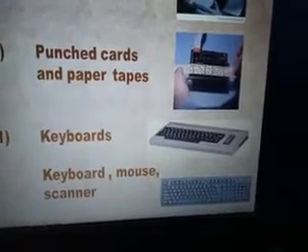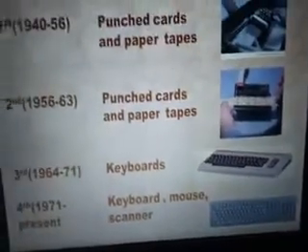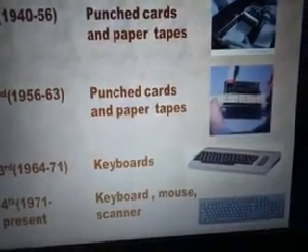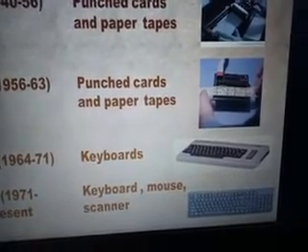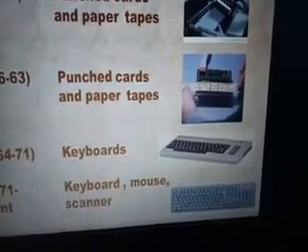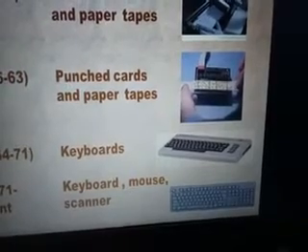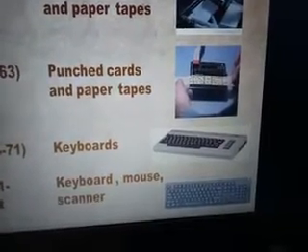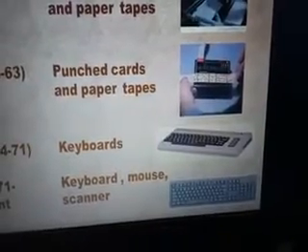And here we have a picture of a modern keyboard. In the third generation, mouse and scanner were not used. They had not been discovered in those days. They were only keyboards. And there is a picture of a keyboard on the right hand side. It looks like a modern keyboard, but it was much heavier in those days. The keyboards of those days were at least 3 to 4 times heavier than the modern keyboards.